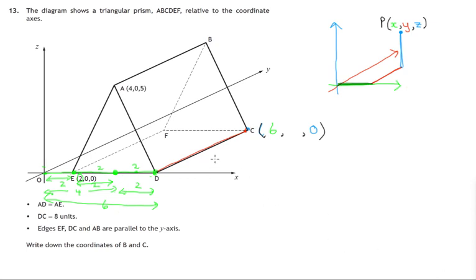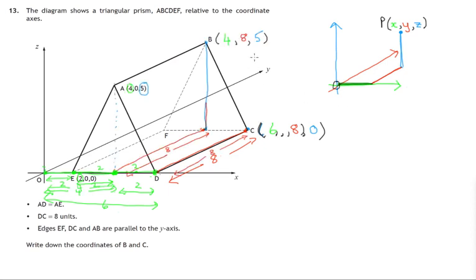And as previously, we were travelling 8 units along D to C. DC is 8 units. That's our y-coordinate, and we've already worked out our z-coordinate is 0. So the coordinates of C are 6, 8, 0. So there's the two answers: B is 4, 8, 5 and C is 6, 8, 0.